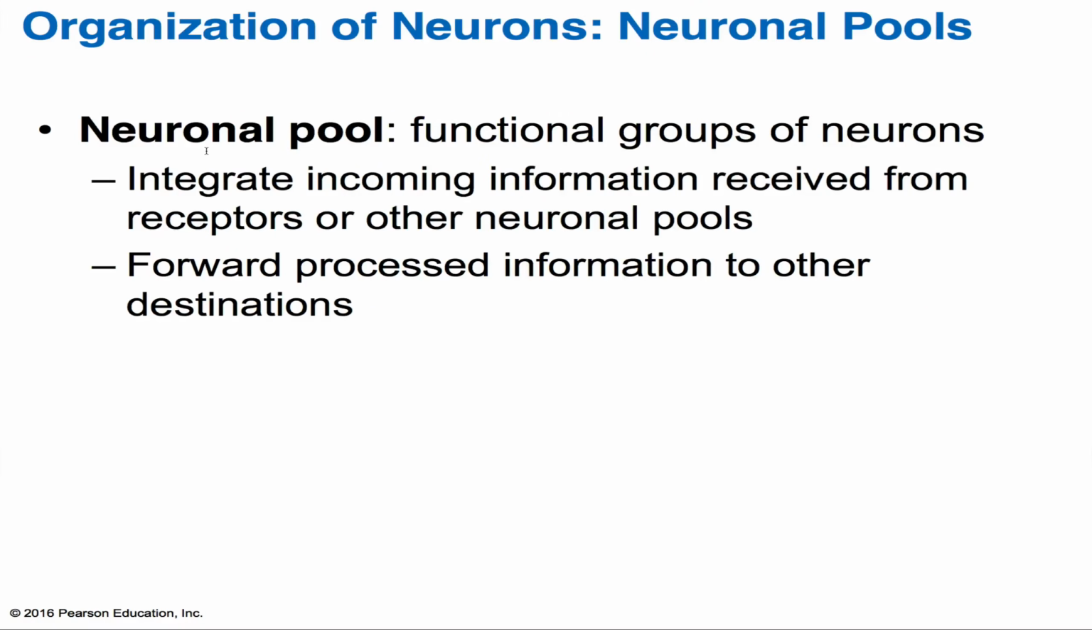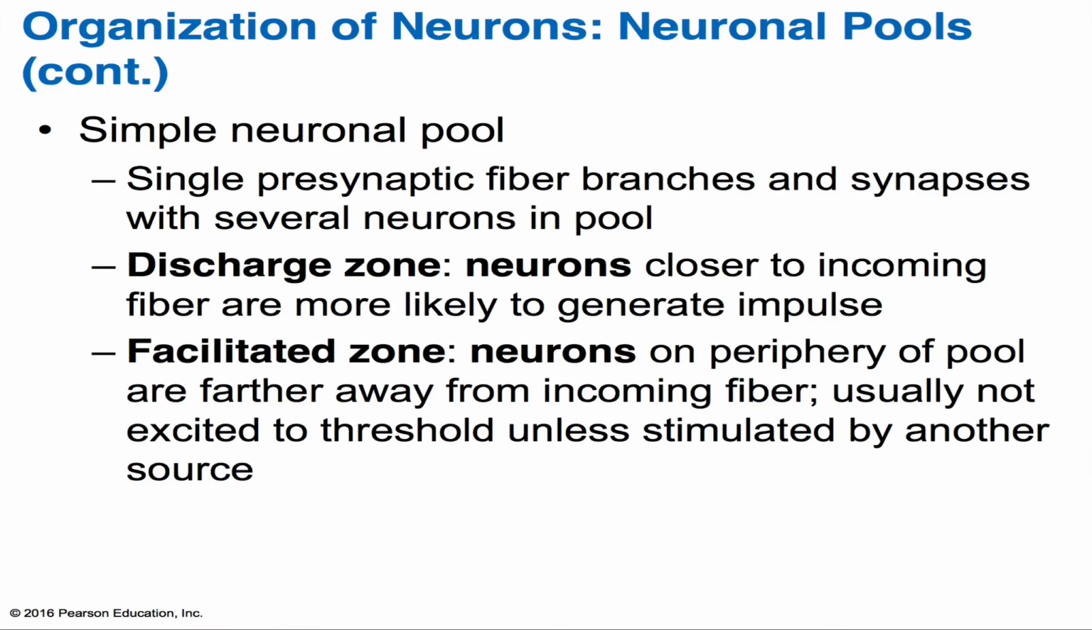All of the neurons in the CNS are organized into neural pools. These are functional groups of neurons that integrate incoming information received from receptors or different neural pools and then forward the processed information to other destinations. In a simple neural pool, one incoming presynaptic fiber branches profusely as it enters the pool and then synapses with several different neurons in the pool. So when the incoming fiber is excited, it's going to end up exciting some postsynaptic neurons and facilitate others.